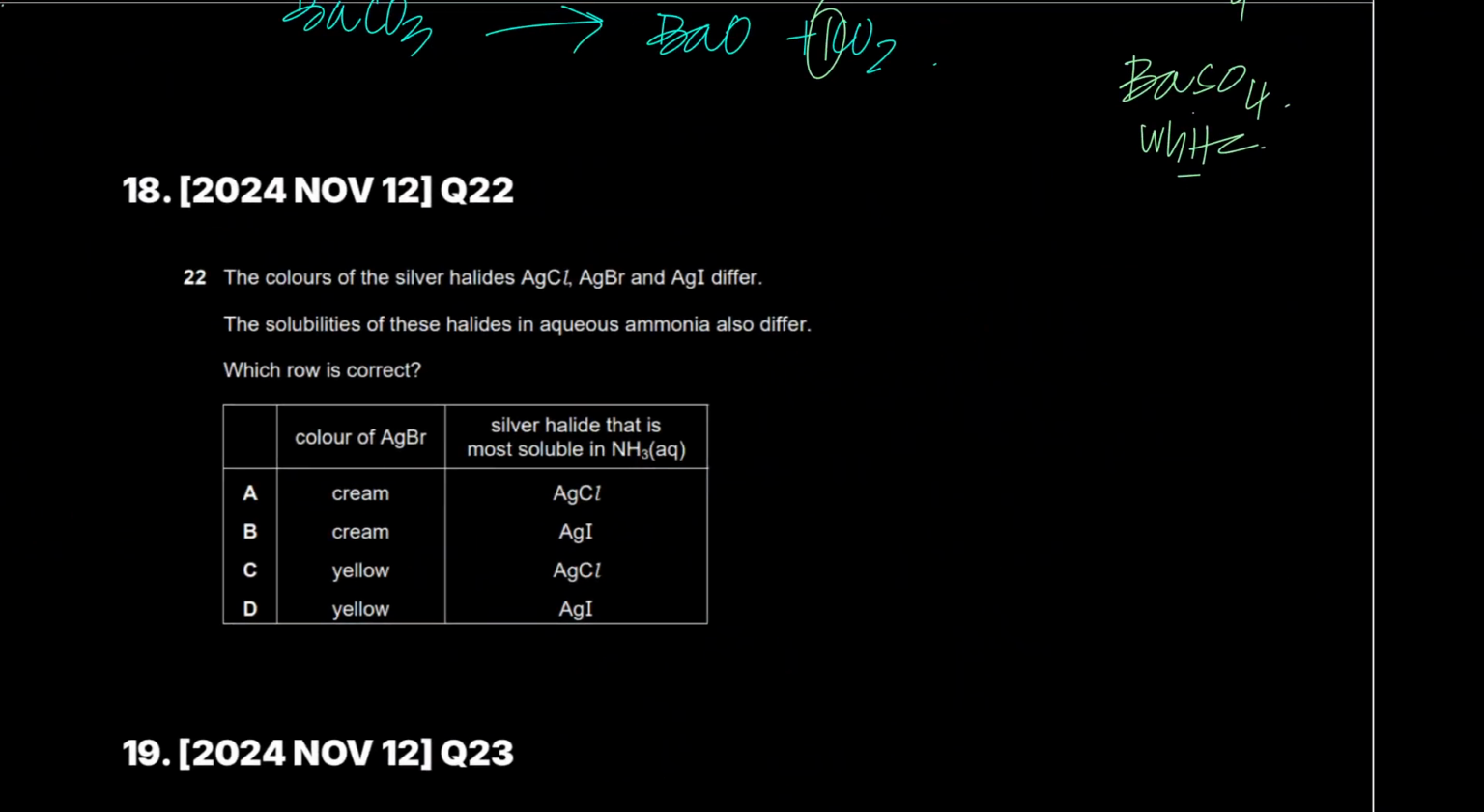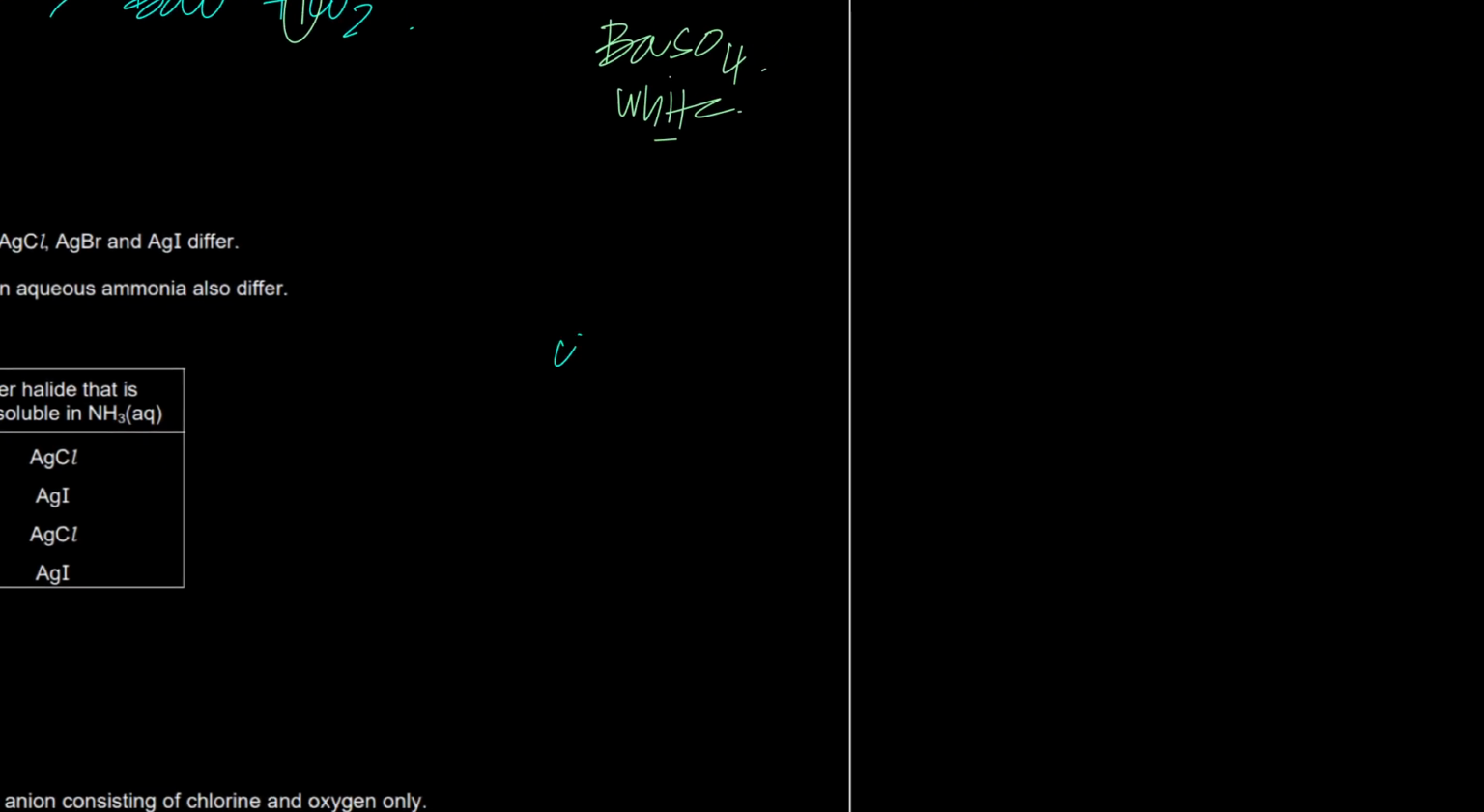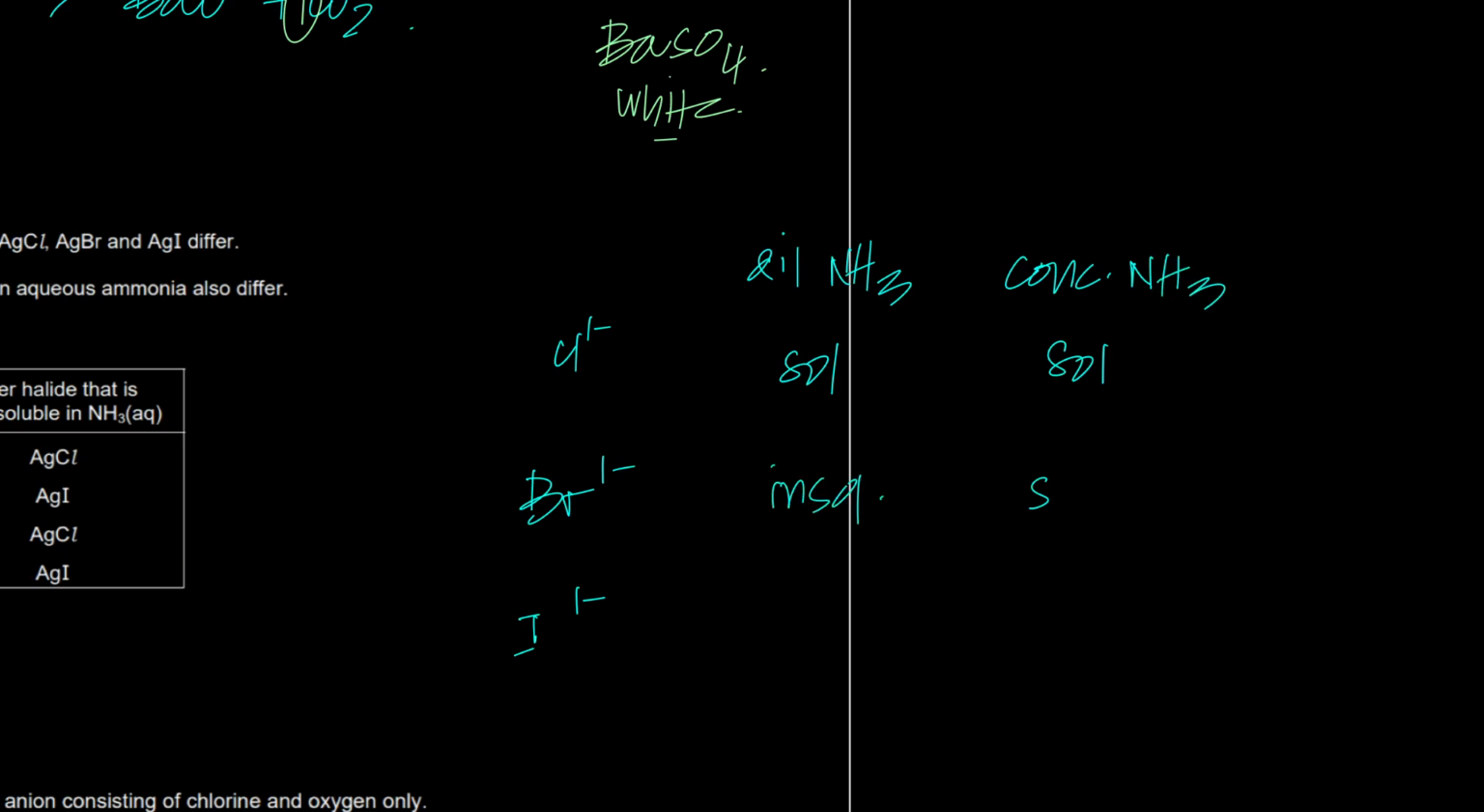Question 18. The colors of the silver halides AgCl, AgBr, AgI differ. The solubilities of these halides in aqueous ammonia also differ. Which row is correct? Now, in aqueous ammonia, for chloride, bromide, and iodide, I'll write it like this: chloride, bromide, iodide. If you have dilute aqueous ammonia, what happens? Chloride is soluble, and in concentrated ammonia it's also soluble, right? Bromide is insoluble in dilute but soluble in concentrated, and iodide is insoluble in both. And this is a cream precipitate, this is a white precipitate, and this is a yellow precipitate, right?